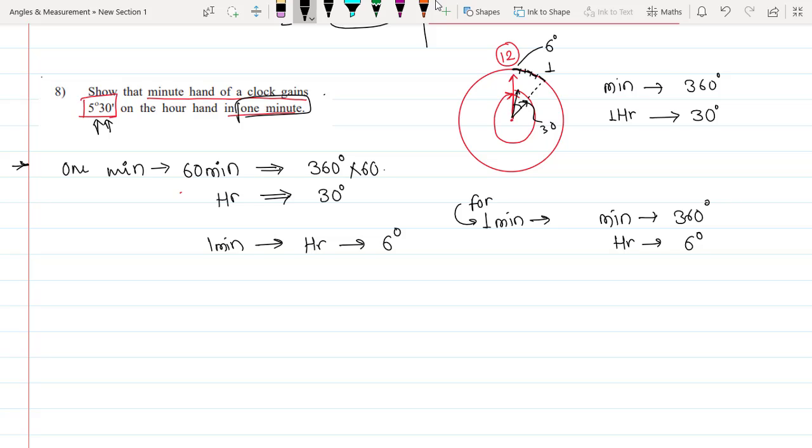Tomorrow in the next class we will retouch question numbers 8, 9, and 10. And in the remaining portion, we will start our next topic, that is trigonometry. It is a very, very important topic, so please do not miss any class of this trigonometry, which will be very helpful for your next classes. Okay, so with this, we will stop here. Thank you.